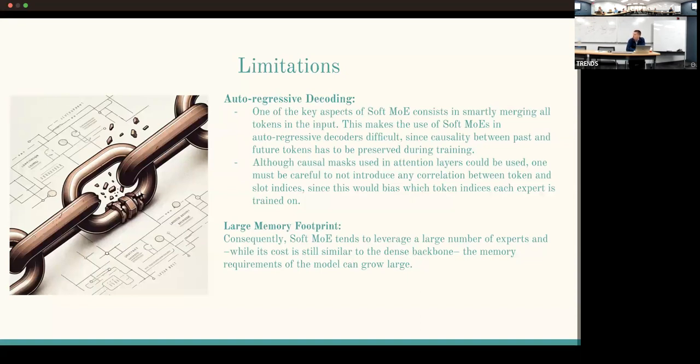Yeah, I would also assume that some of the attributes of the images should be correlated with the experts. But they say that they don't want correlation between token and slot indices, since this would bias which token indices each expert is trained on. I think it's the indices, not the tokens themselves. Not the semantic content of a token, but position, just location. Which is also useful, I don't know.